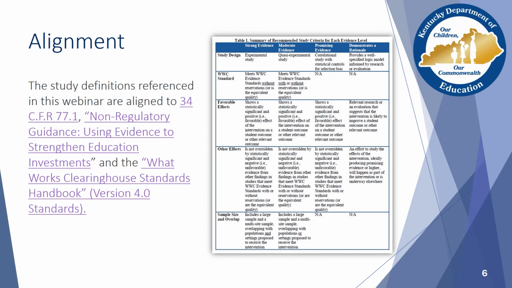Effort has been made to ensure that the definitions and key concepts presented in this webinar align to multiple education resources. These resources include the Code of Federal Regulations, non-regulatory guidance using evidence to strengthen education investments, and the What Works Clearinghouse Standards Handbook, version 4.0. All three resources have been hyperlinked in the PowerPoint for your convenience. The table on the screen is from the non-regulatory guidance, and the three study designs featured in this webinar are listed in the first row of the table.